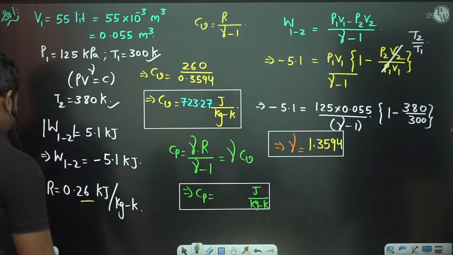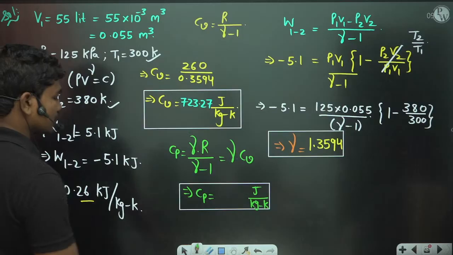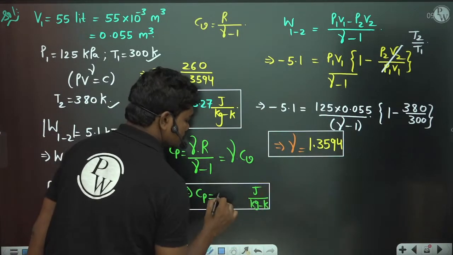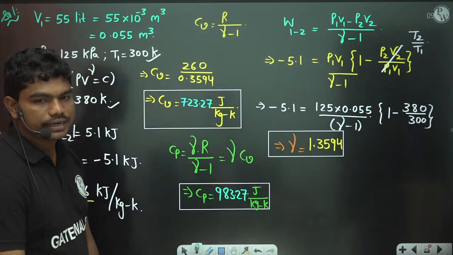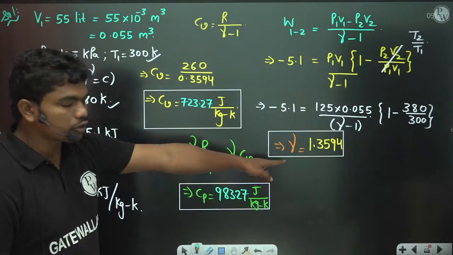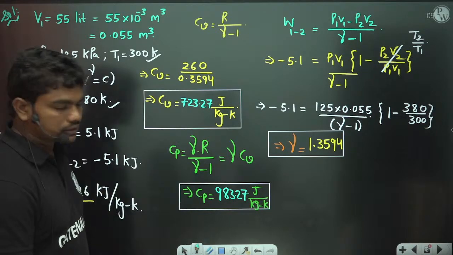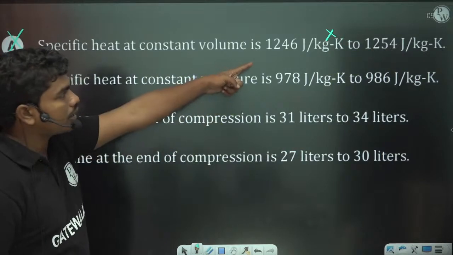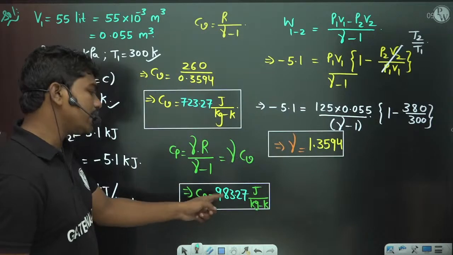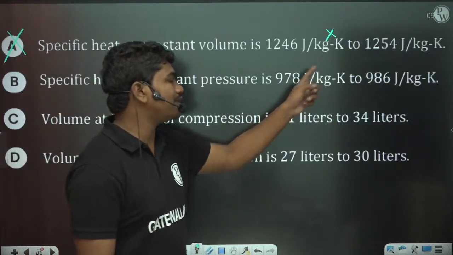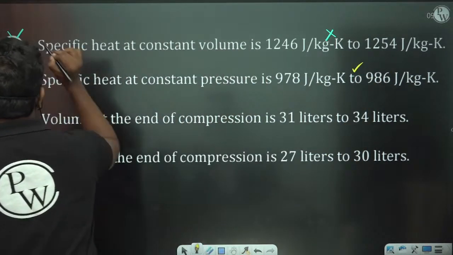So gamma times of this value, this value multiplied with gamma, gives you 983.27 joule per kg Kelvin. Yes, gamma is coming out to be 1.36, correct Balaji, and this is 723.27 exactly. Since this option is given around 1200, that is wrong. Now coming to this range 978 to 986, and this is 983. So 983 is in between these two values, so definitely this statement is correct. Option B is correct.